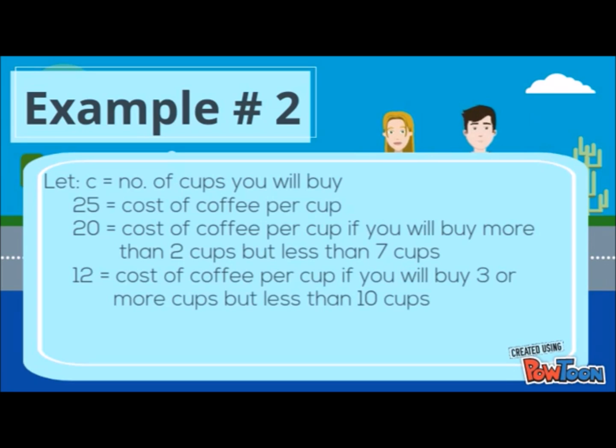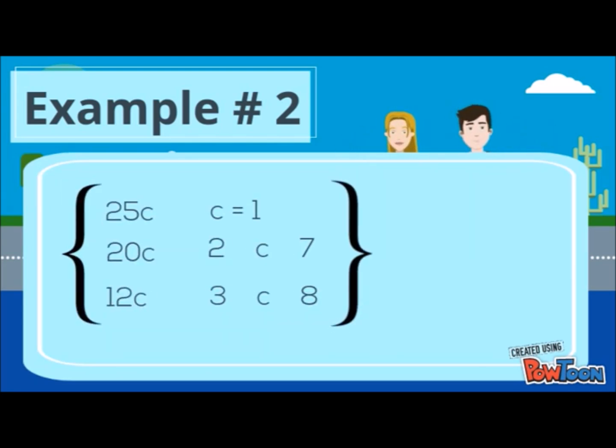Let C be the cups of coffee you will buy, $25 be the cost of coffee per cup, $20 be the cost of coffee per cup if you will buy more than 2 cups but less than 7 cups, $12 be the cost of coffee per cup if you will buy more than or equal to 3 cups but less than 10 cups. Our first condition will be 1 cup of coffee is equal to $25, so 25C if C is equal to 1.